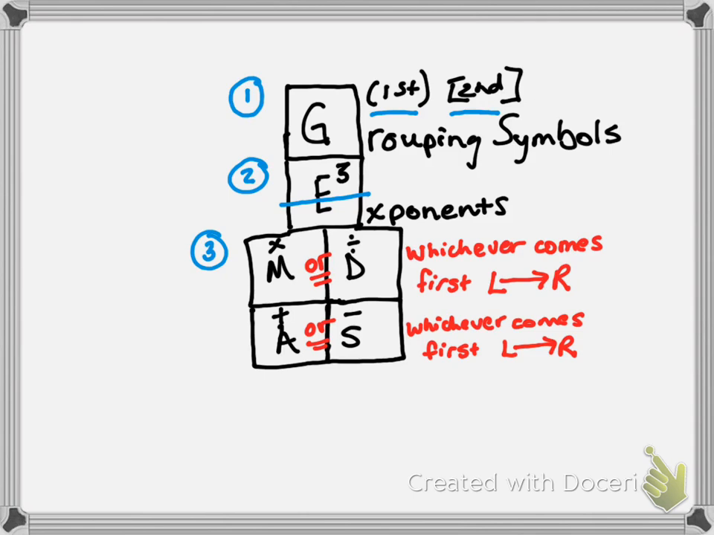The same thing will go for addition and subtraction. Addition and subtraction are the last operations that we take care of in the order of operations. We'll solve any addition or subtraction that is left. Again, whichever comes first, moving left to right.